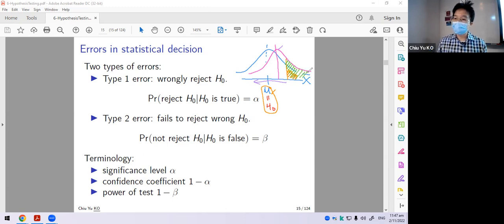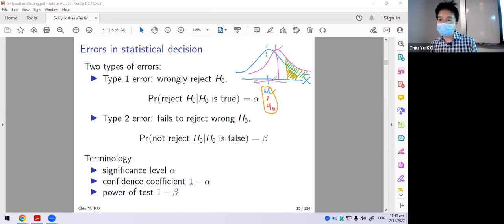And you can see the green and the orange are closely related. If I push the orange to the left-hand side, I have bigger green. Anyway, I guess this is not terribly important, but you just need to know alpha and beta are related. You cannot just simply lower both.